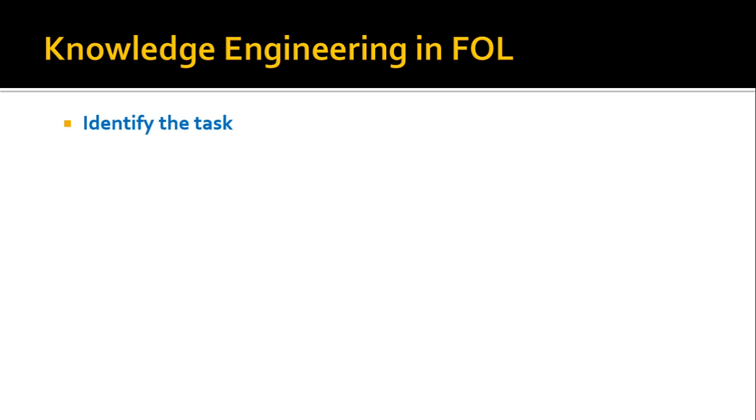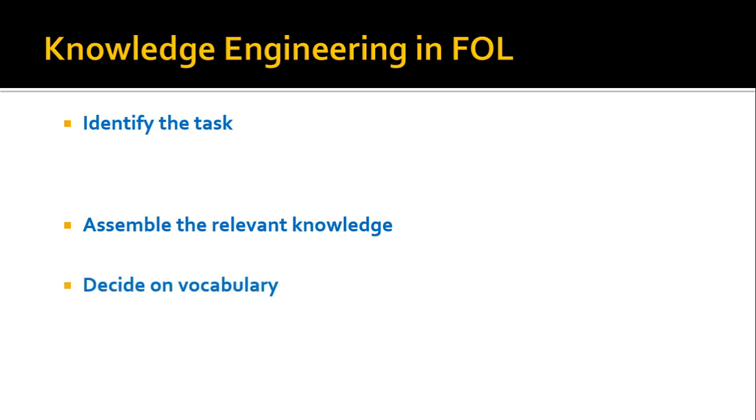Now, when we talk about knowledge engineering in first order logic, basically you want to encode the knowledge about a domain, right? And you want to do that to solve certain tasks. So that's why you need to start with thinking what could be the possible set of tasks in hand. Then, to relate to this task, you need to find the relevant piece of knowledge that relates to this task, right? And the next task is to decide on how to encode this relevant knowledge by defining a set of vocabulary.